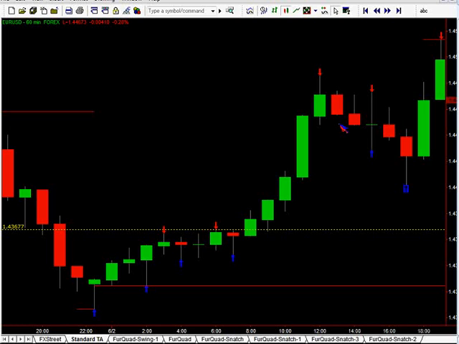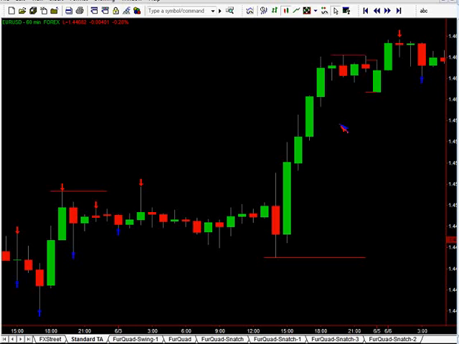So alternative bias change was the next question. Can I just run through the alternative bias change once again? Firstly, the only difference between what I would term a regular bias change and an alternative bias change is the order of the sequence in which the swing highs and swing lows develop.